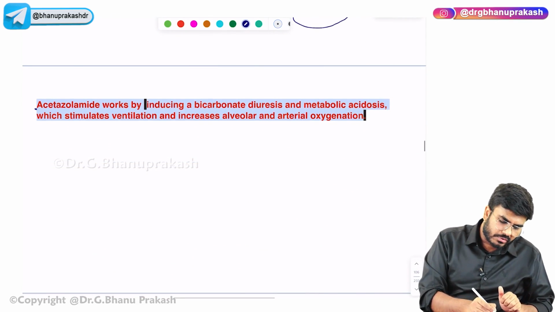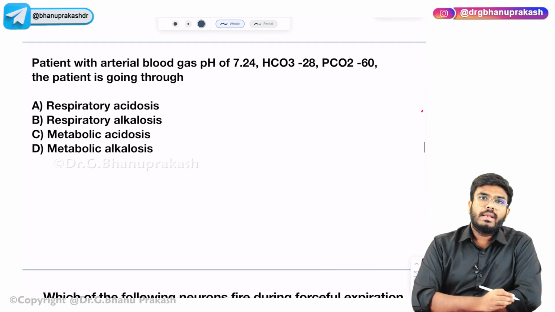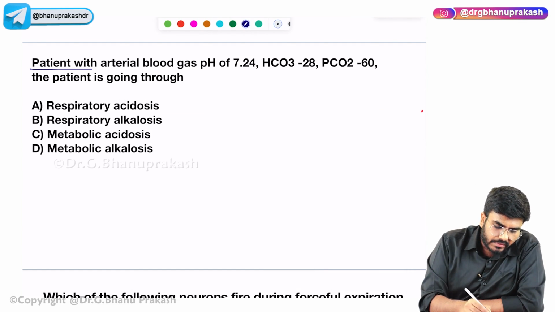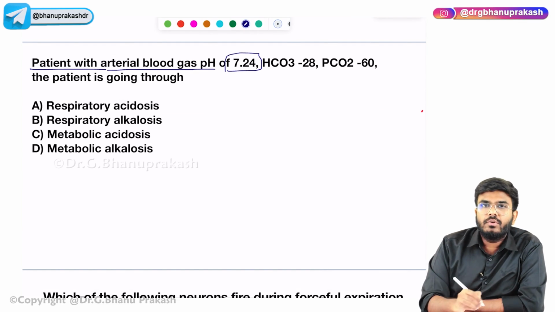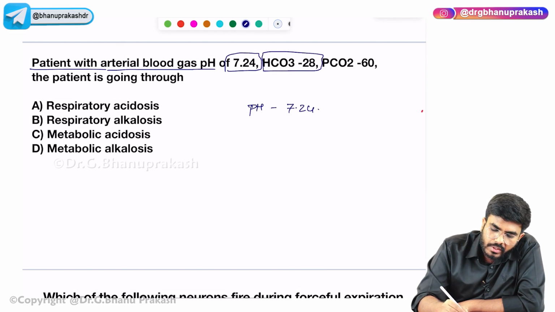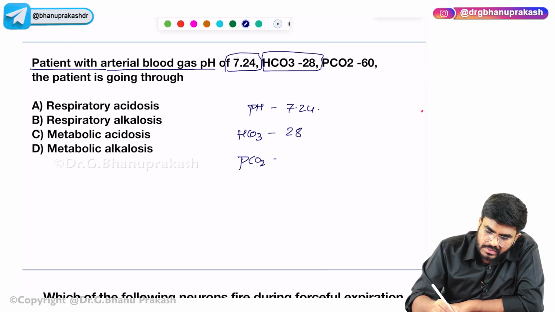I have told you how acetazolamide works. It works by inducing bicarbonate diuresis. Now, next look at this acid-base question. A patient with an arterial blood gas has a pH of 7.24. How much is the bicarbonate concentration? The HCO3 minus is 28. And what is the PCO2? The PCO2 here is 60.